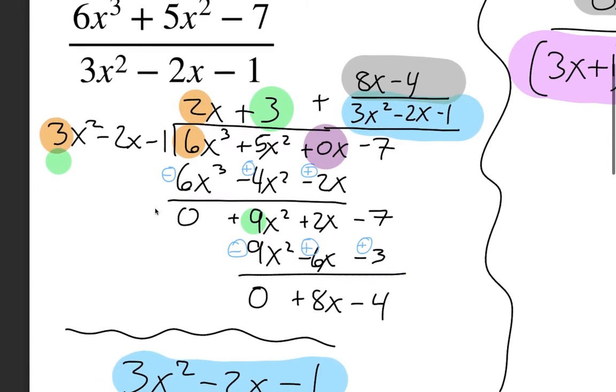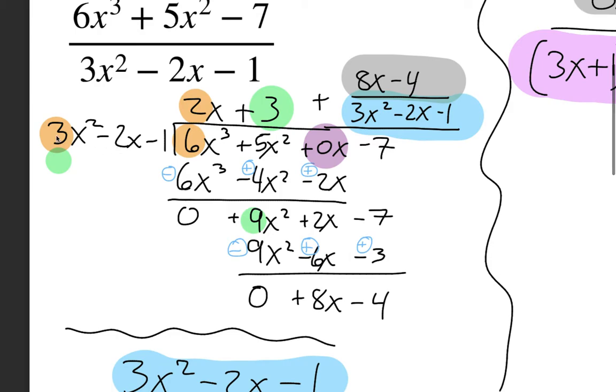We repeat the whole process again. You ask yourself, 3x squared times what is 9x squared? And that's 3. 3 times 3x squared is 9x squared. 3 times negative 2x is negative 6x. 3 times negative 1 is negative 3. And so we're going to change all the symbols and add. Changing all the symbols here, we get that, and when we add, we get this. 2x plus 6x is 8x. Negative 7 plus 3 is negative 4. And this is going to be our remainder. Notice we've got a linear term, we've got a constant term, and then we've got a remainder term, because there's nothing lower than that.